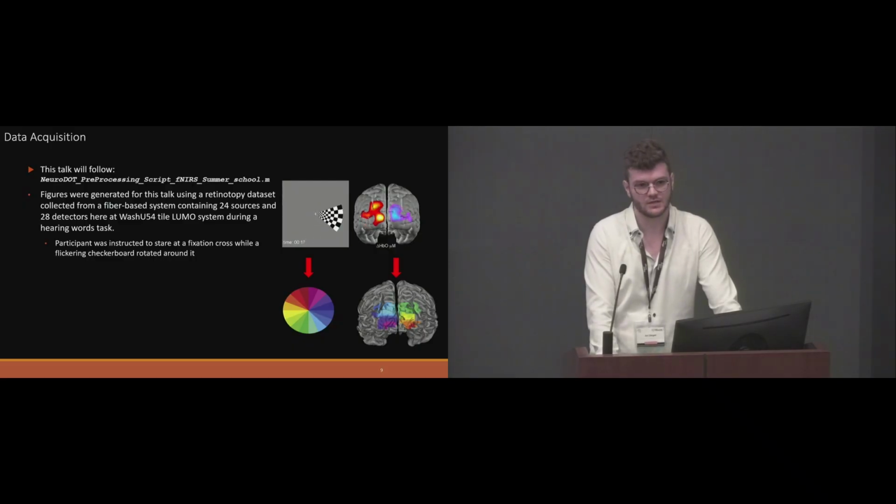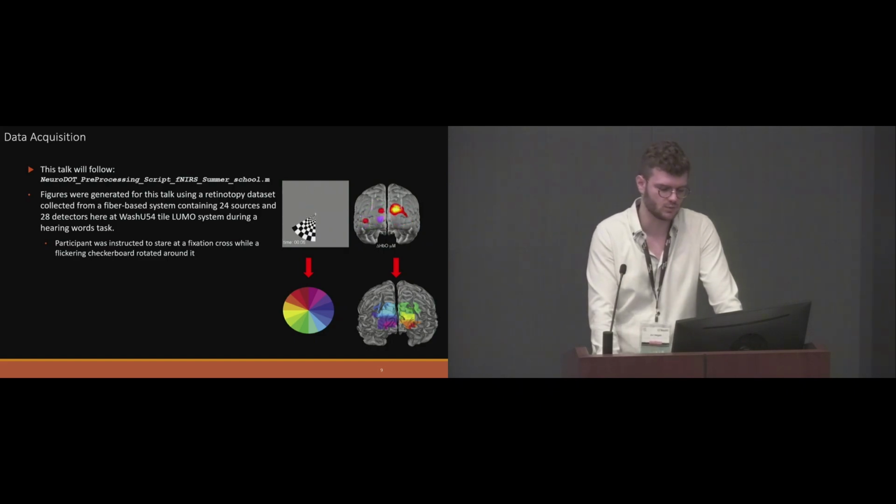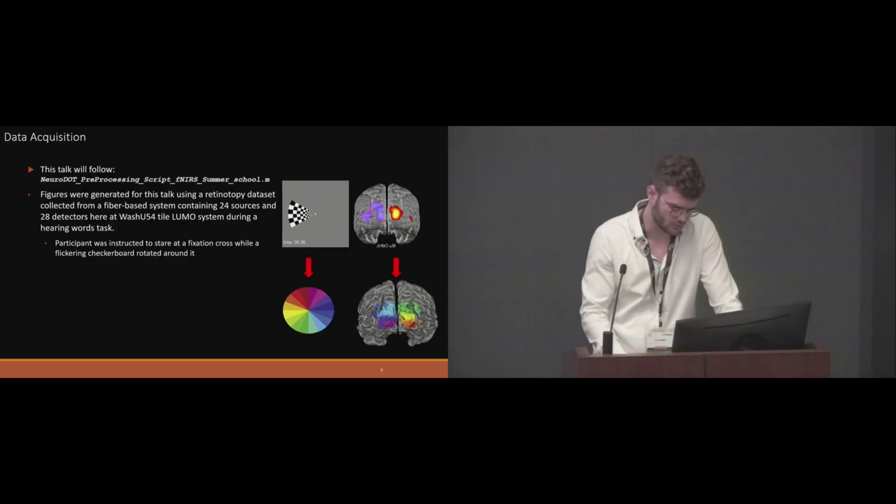Figures for this hands-on section and my talk right now are from using a retinotopy data set collected on one of our fiber-based systems here at WashU. It contains 24 sources and 28 detectors. And it is not during a hearing words task, it was during a retinotopy task. The participant was instructed to stare at a fixation cross while the flickering checkerboard rotated around it.